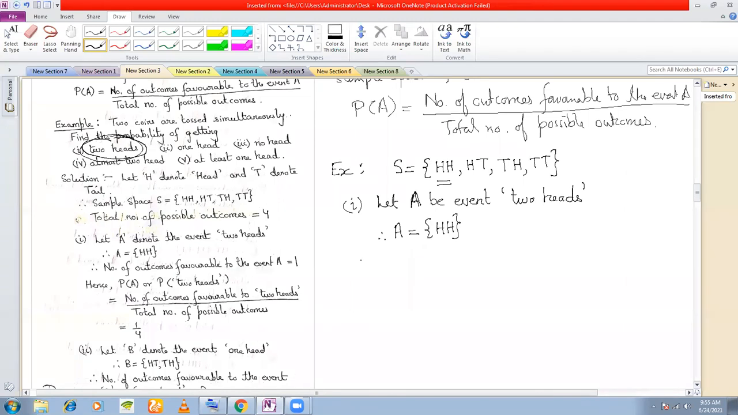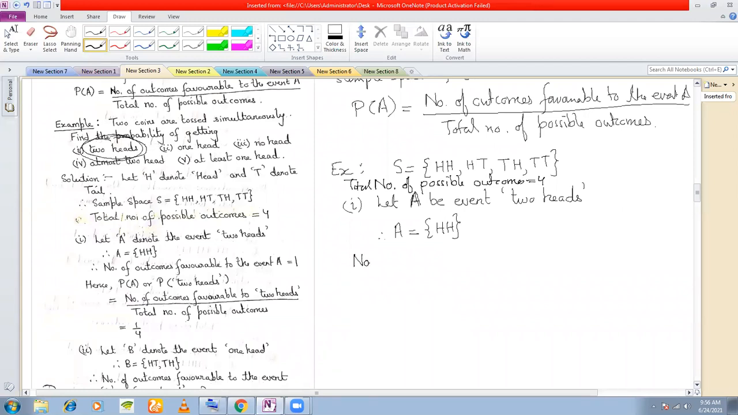Now you see, after writing the sample space, you can write the total number of possible outcomes must be equal to 4, because there are 4 possible outcomes. And for the first part of the question, we define A as two heads. So we write the set A as HH. Only one element in the set.